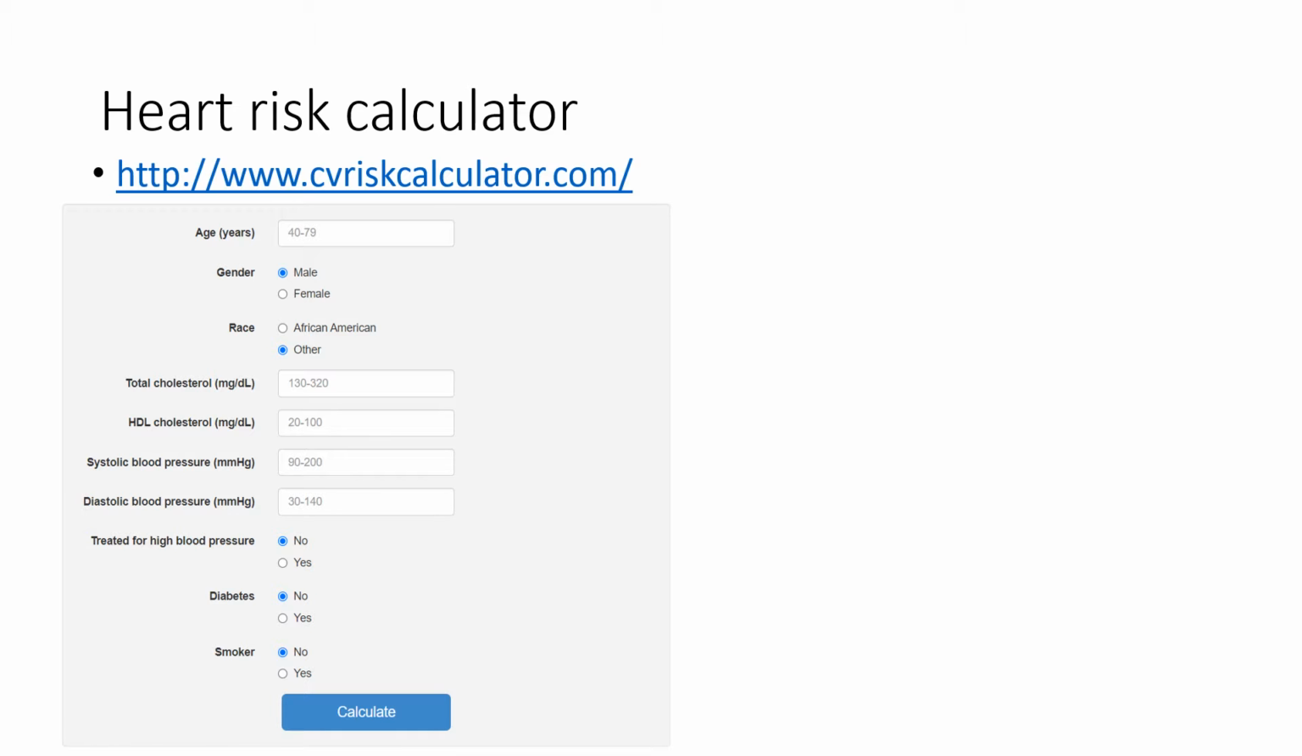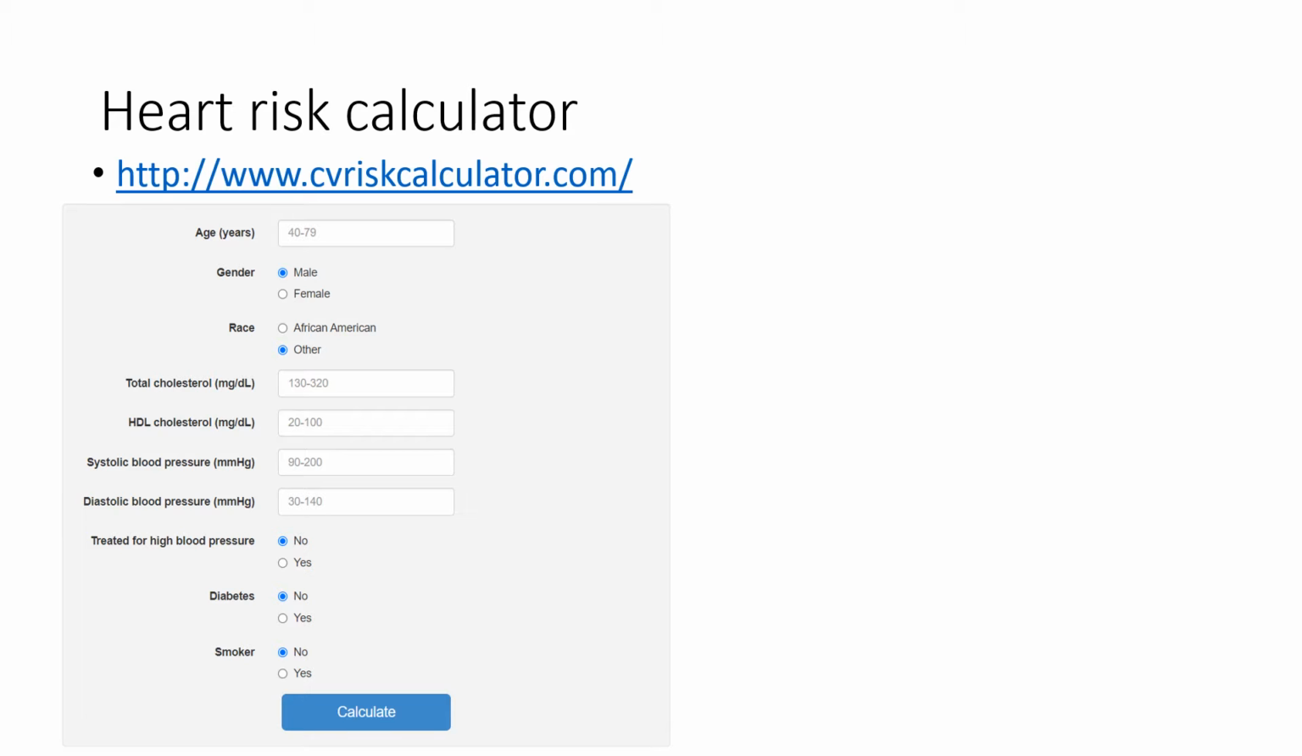You just type in the age of the patient, the gender, the race, and then you go off of their labs that they had done for their lipid panel, typing in their total cholesterol, their HDL, and then of course their blood pressure, and then whether or not they're treated for high blood pressure, diabetes, or that they're a smoker. Then it pumps out a number for you and gives you an idea of whether or not they'd have risk factors for needing cholesterol lowering medication.